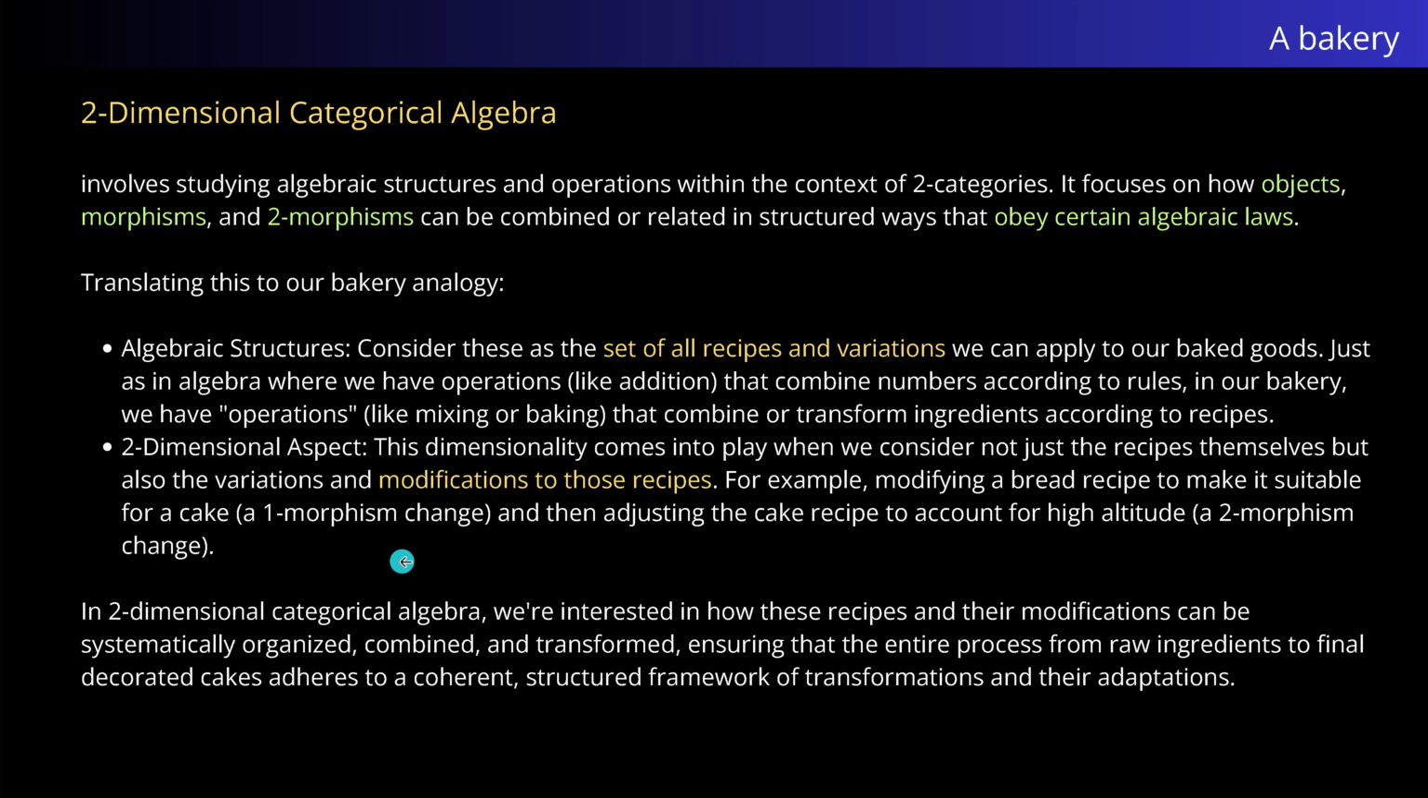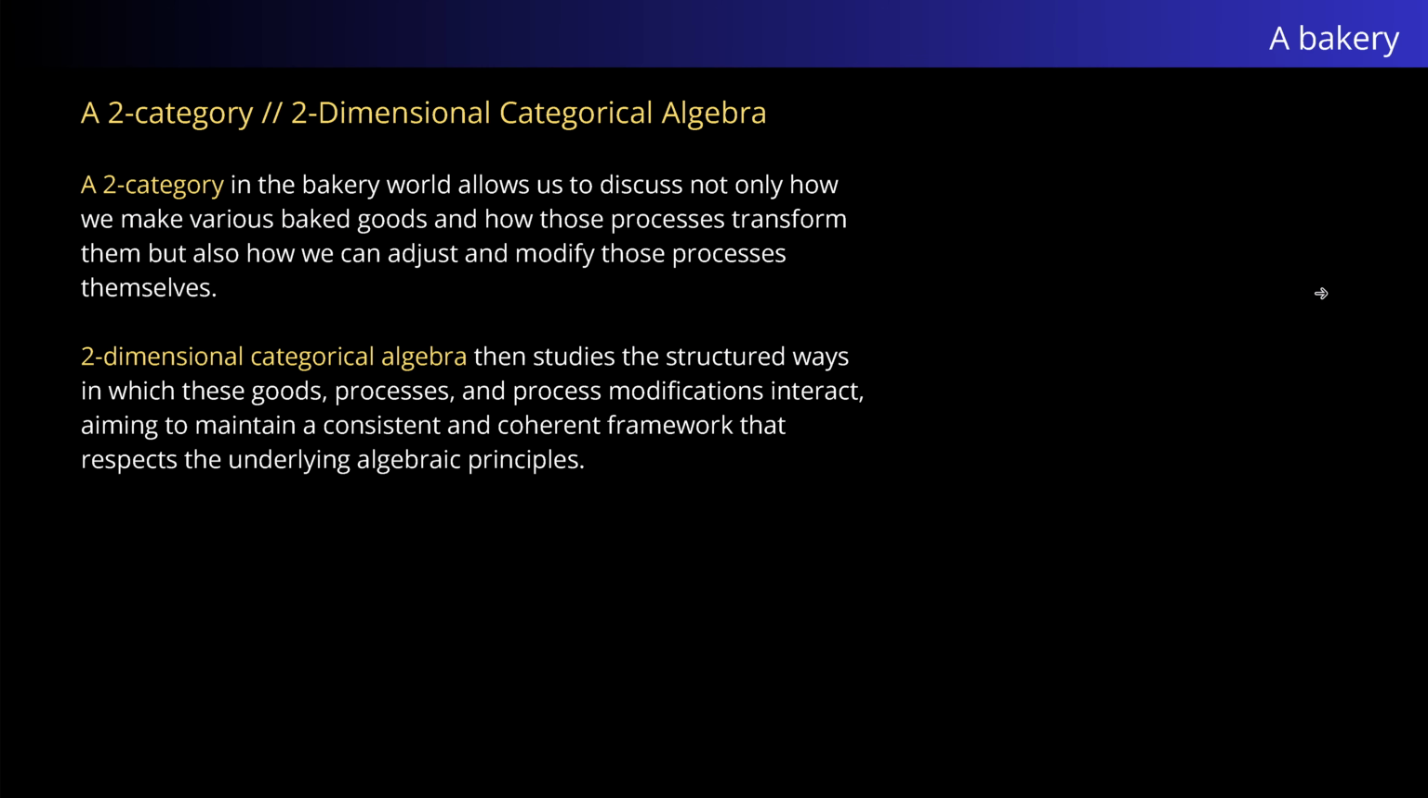In a two-dimensional categorical algebra that we will apply, we're interested in how these recipes and their modifications can be systematically organized, combined, transformed, ensuring the entire process of our raw ingredients to the final decorated product, the decorated cake, adheres to a coherent, structured mathematical framework of transformation and adaptation. We understand what is happening in this neural network black box. What a beauty. And for my green grasshoppers, again, the difference between a 2-category and a two-dimensional categorical algebra, this is for you.